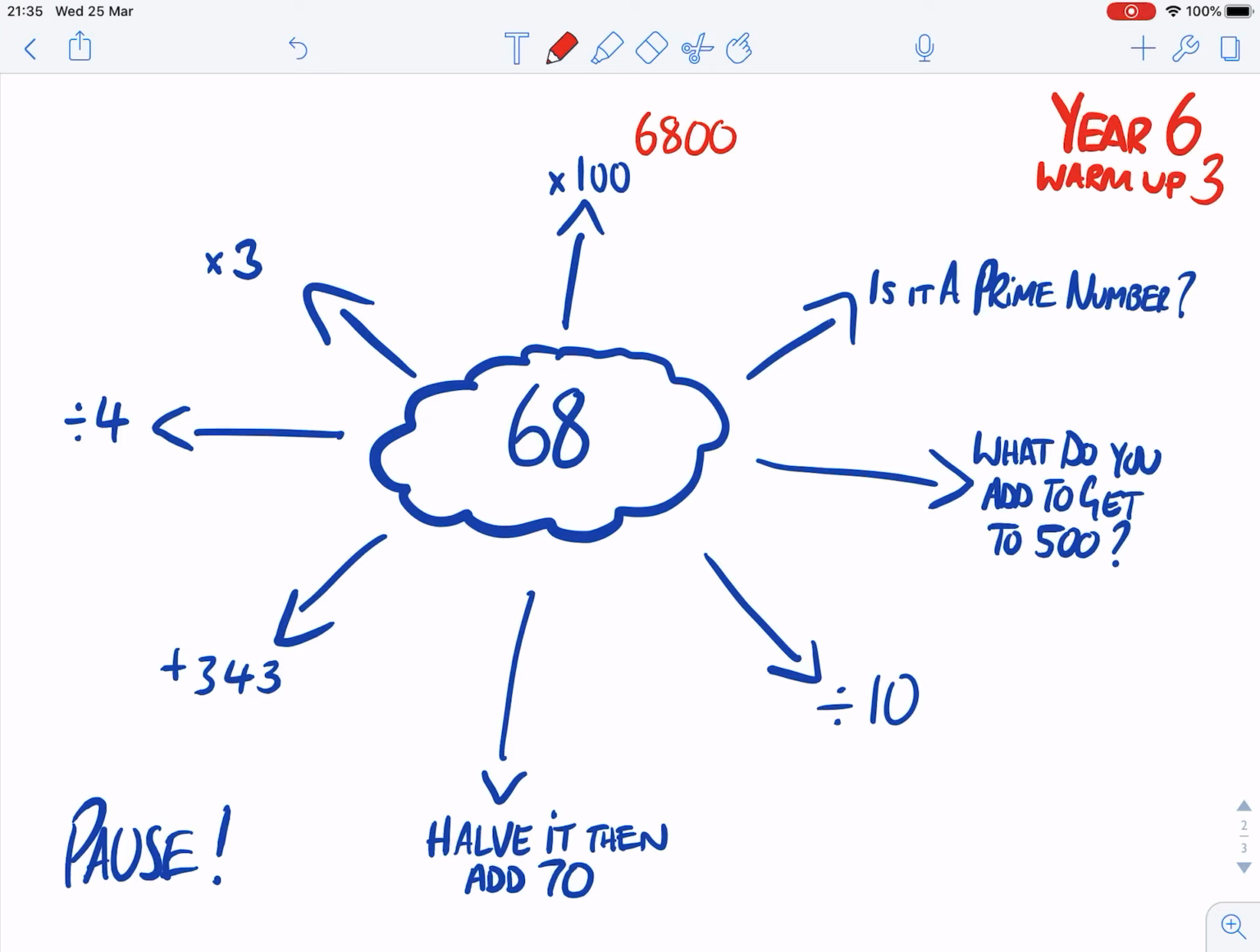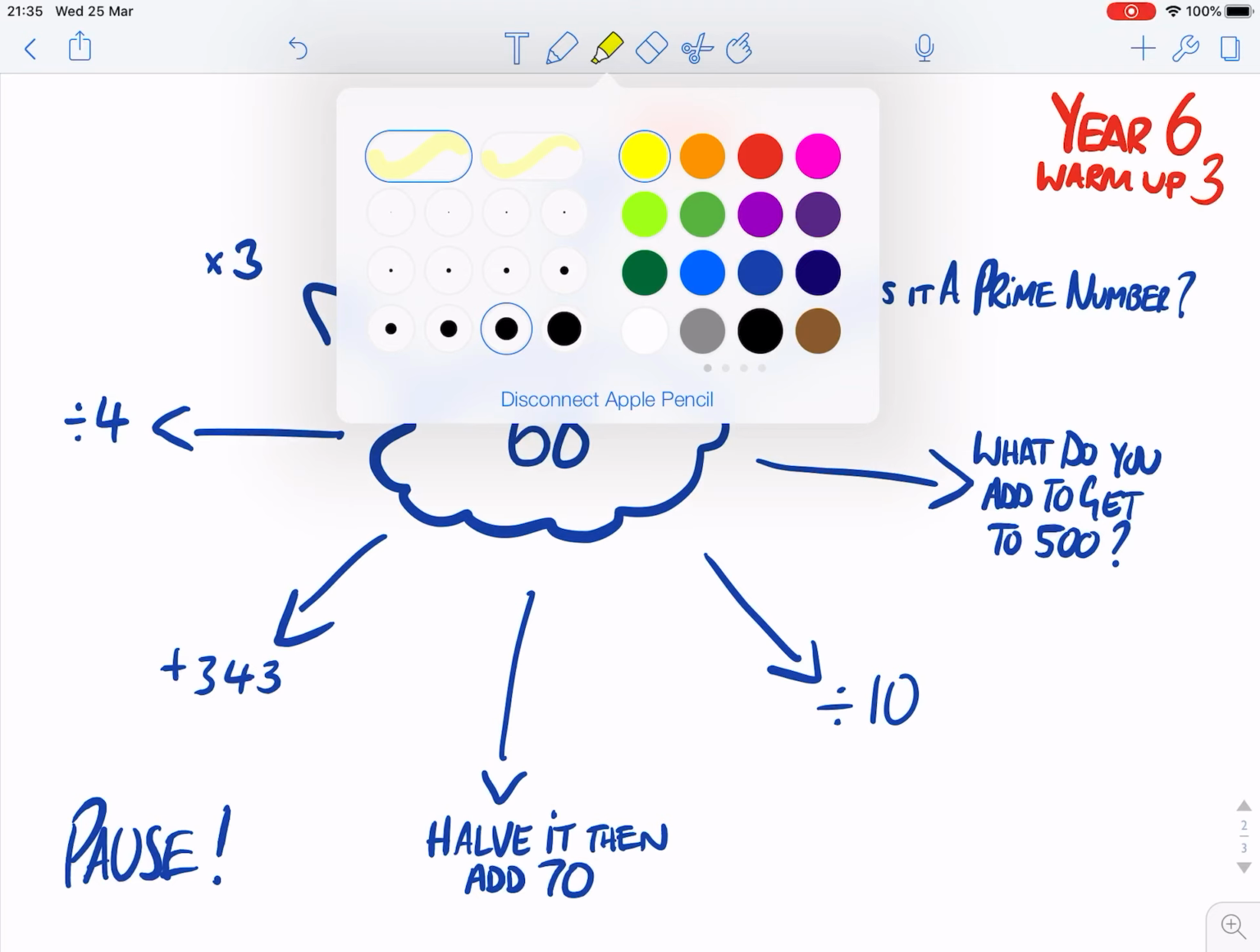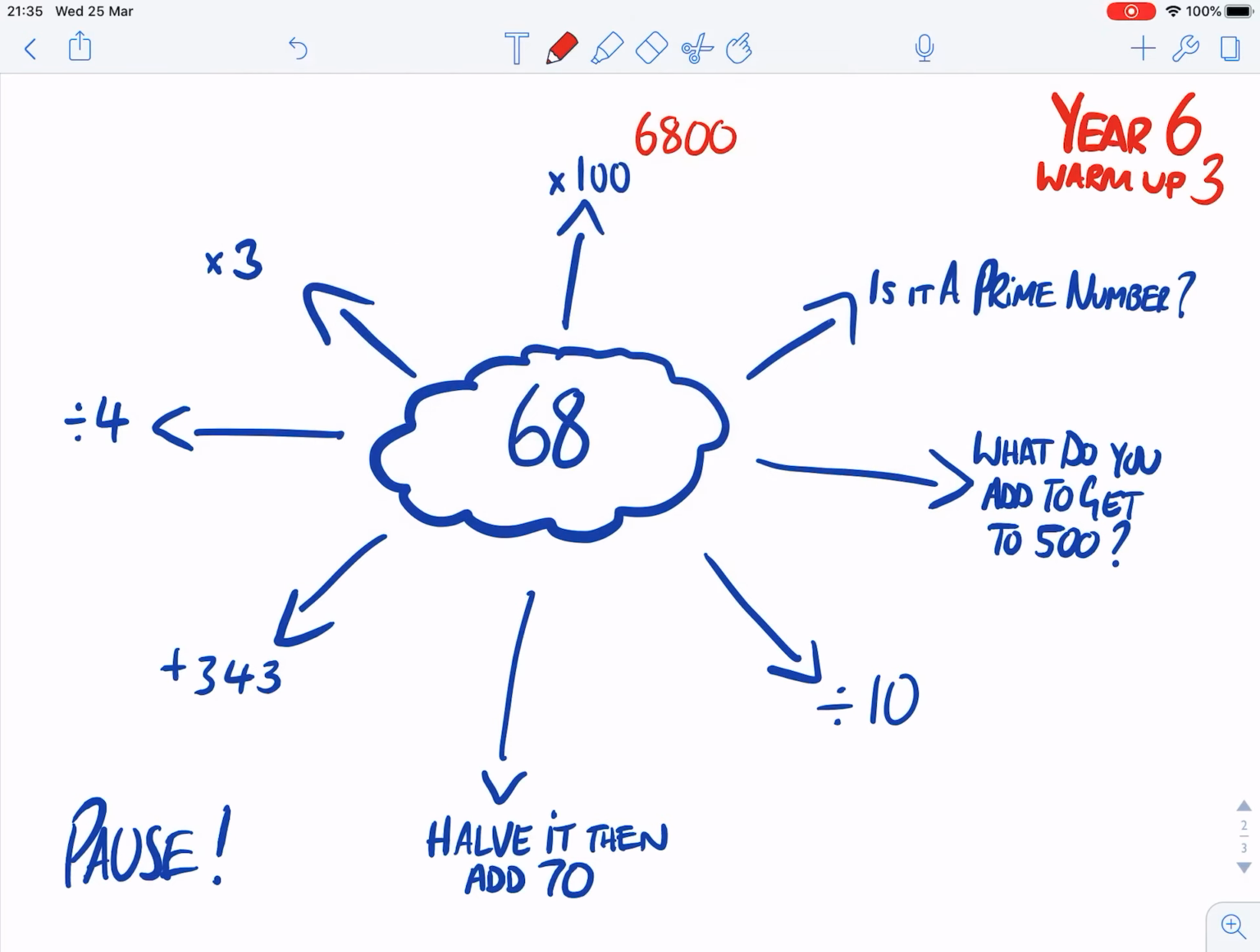Well, again, if I remind myself what a prime number is, a prime number has only got 2 factors, one and itself. So it's only divisible by those numbers. Like I said, one and itself. Because 68 is an even number, I know straight away that it's not a prime number, because 2 is a factor of 68. 2 goes into it. Okay? 68 is divisible by 2, to use the right terminology. So no.